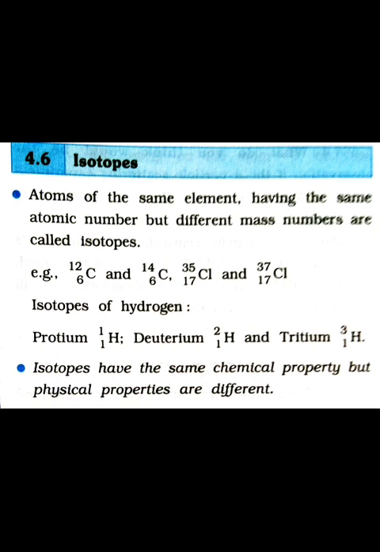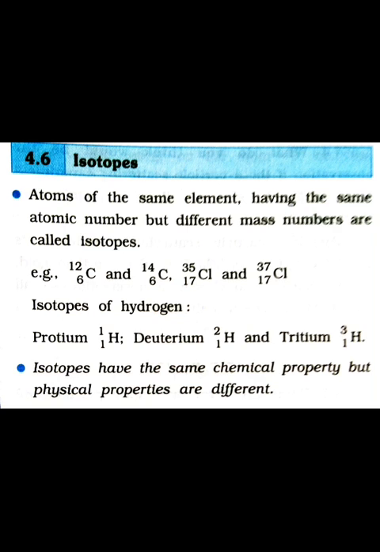Mass number, we know that it's the sum of the protons and neutrons. So there is a change in the mass number. That means that there is a change in the number of neutrons. So these isotopes are due to the difference in the number of neutrons.